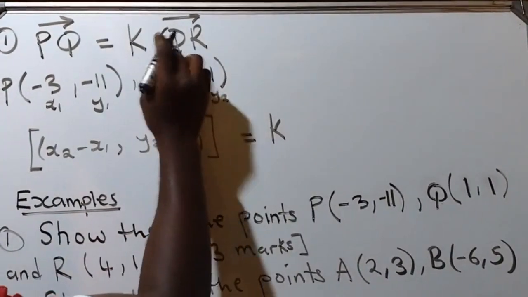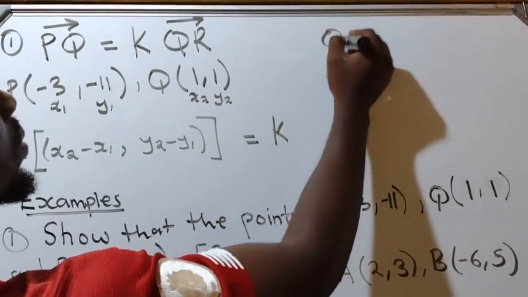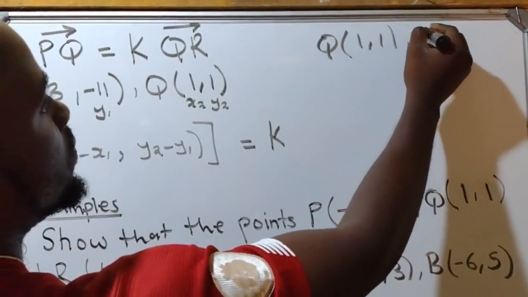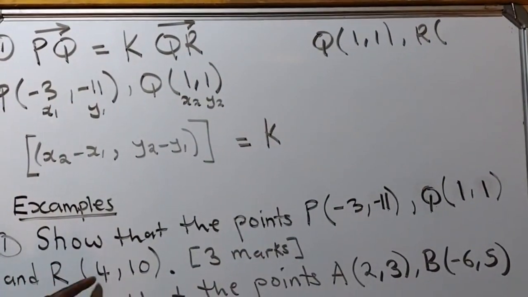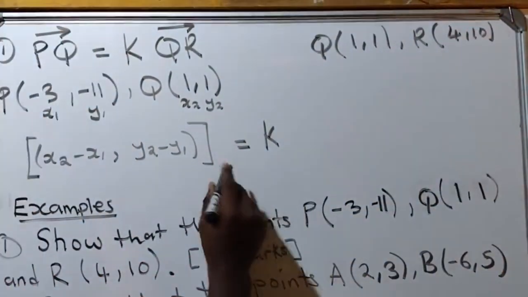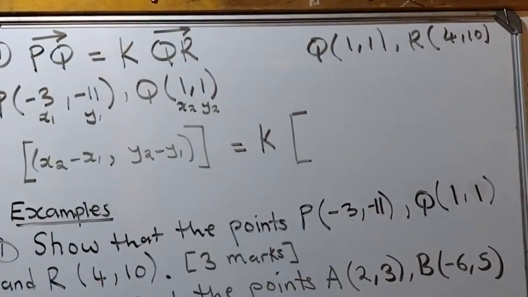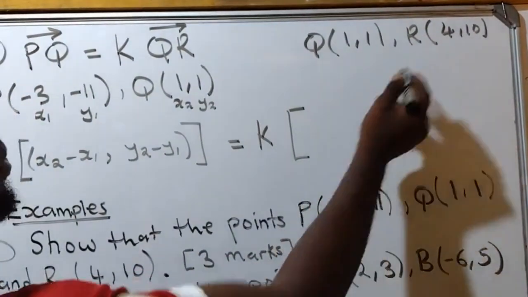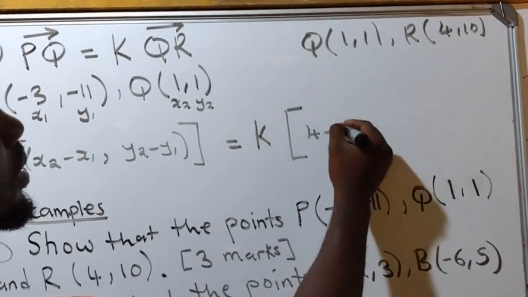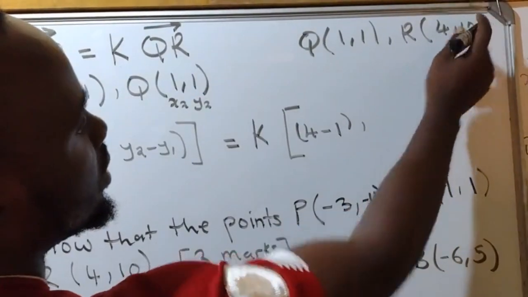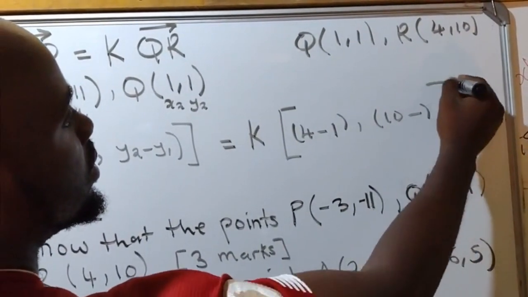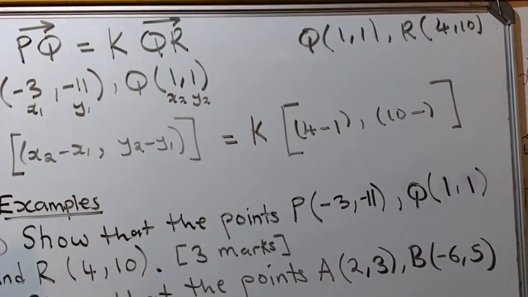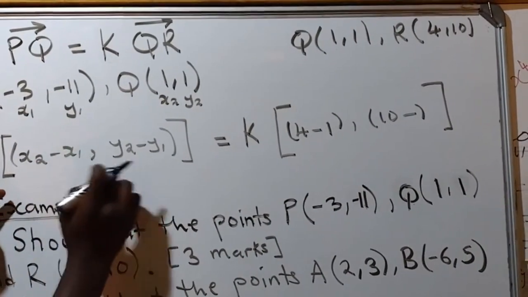Then what are the coordinates of Q on this side? For Q, our coordinates are 1, 1. Then for R, our coordinates are 4, 10. So equal to this k, this side is x1, y1, x2, y2. So you say 4 minus x1, comma, then 10, which is y2, minus y1. There is another way you can present this, apart from the method I've used. I just wrote this so you understand where we are getting the values.